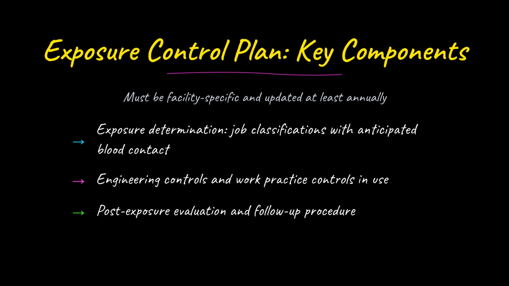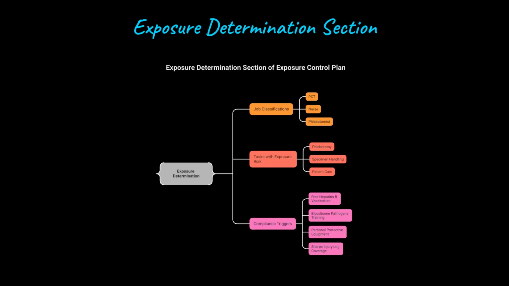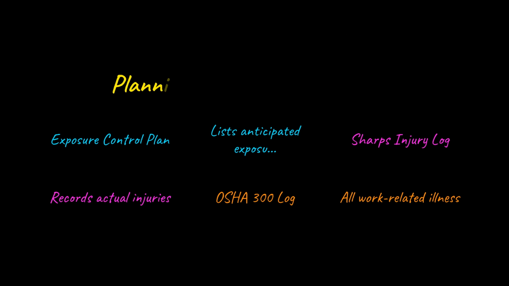It must be reviewed and updated annually and whenever job tasks, classifications, or available safer devices change. The exposure determination section is the operational foundation of the entire program. It lists every job classification with reasonably anticipated exposure and the specific tasks that create that exposure. And this listing directly determines who receives free hepatitis B vaccination, annual training, PPE, and post-exposure follow-up.